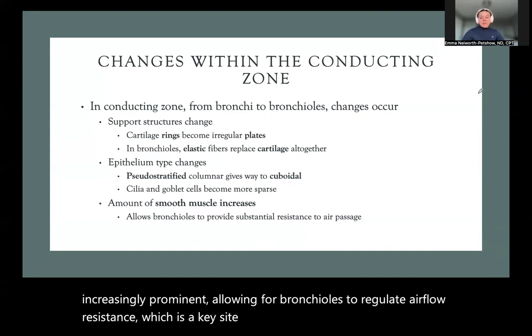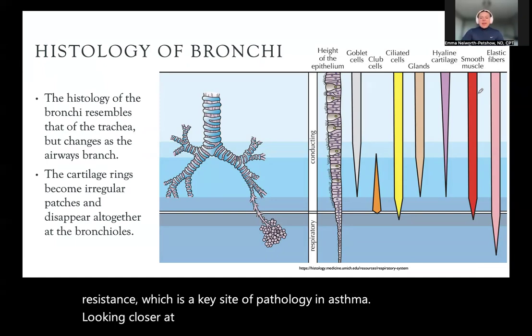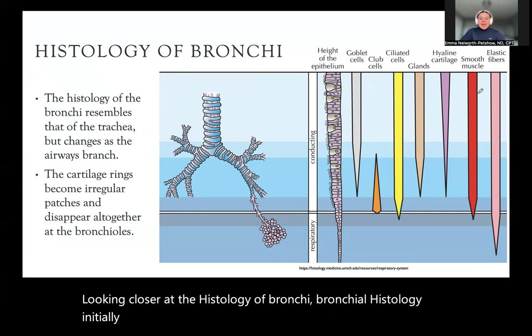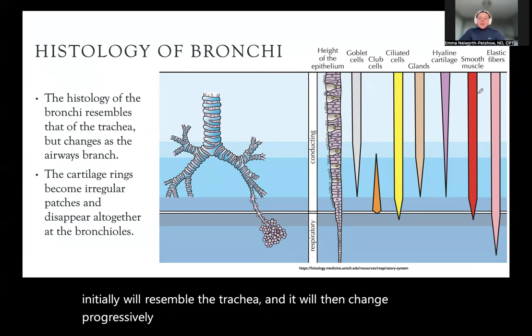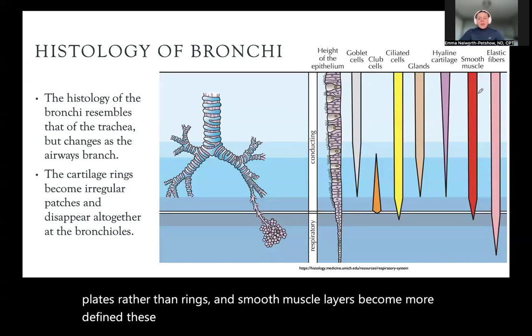pathology in asthma. Looking closer at the histology of bronchi, bronchial histology initially will resemble the trachea, and it will then change progressively with branching. Cartilage becomes discontinuous plates rather than rings, and smooth muscle layers become more defined.